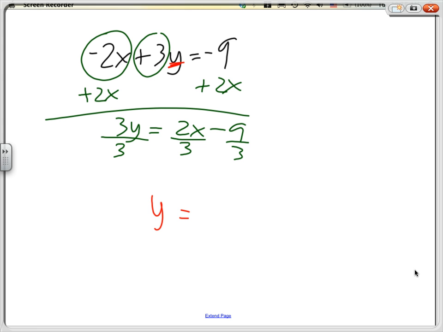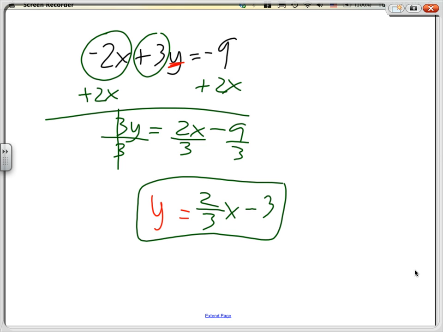So what you end up with is 3 divided by 3 is 1, so you end up with y by itself. Over here, you end up with 2/3 x. I don't want to divide this. Why? Because the fraction here is your slope, and slope is good in fraction form, so leave it. What is -9 divided by 3? -3. So, is this in the right format that you want to look at?